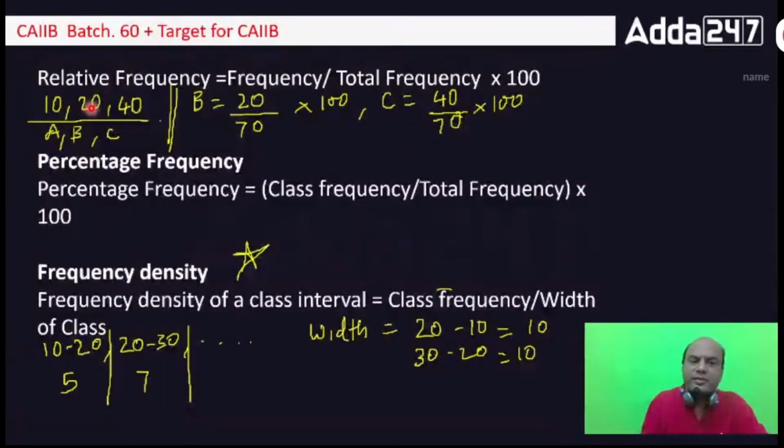Now what will I do? I will take this B as such. I want the relative frequency of B. Suppose in exam they ask you what is the relative frequency of B. So it will be what? Frequency of B divided by total frequency into 100. So frequency of B is what? 20. What is the total frequency? 70. So 20 upon 70 into 100. So this becomes your relative frequency of B.